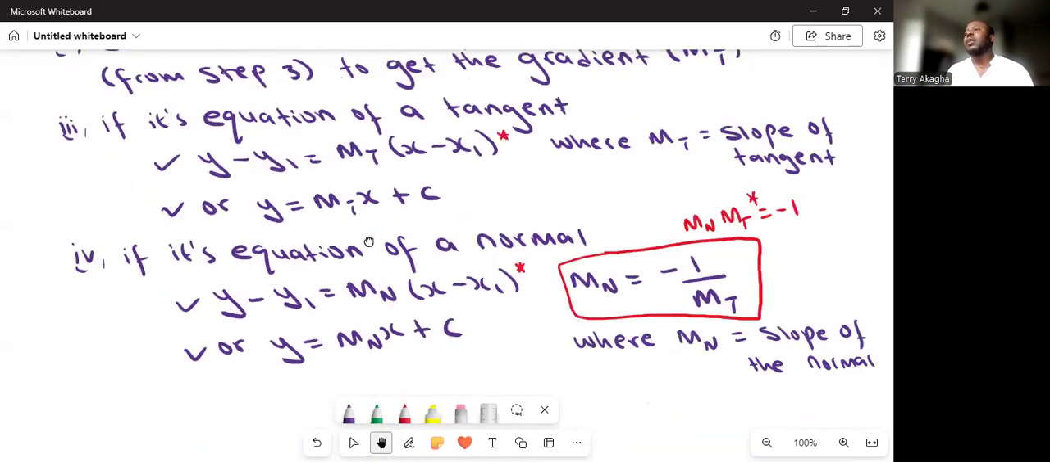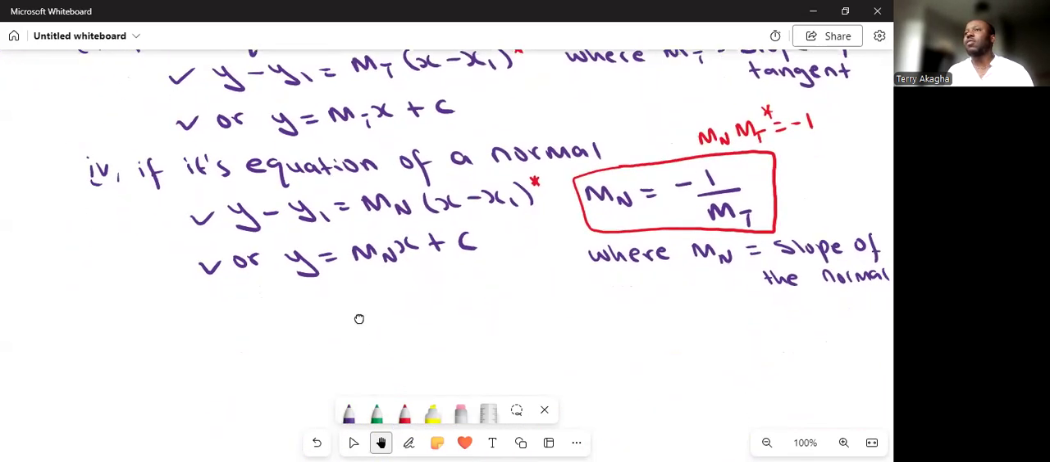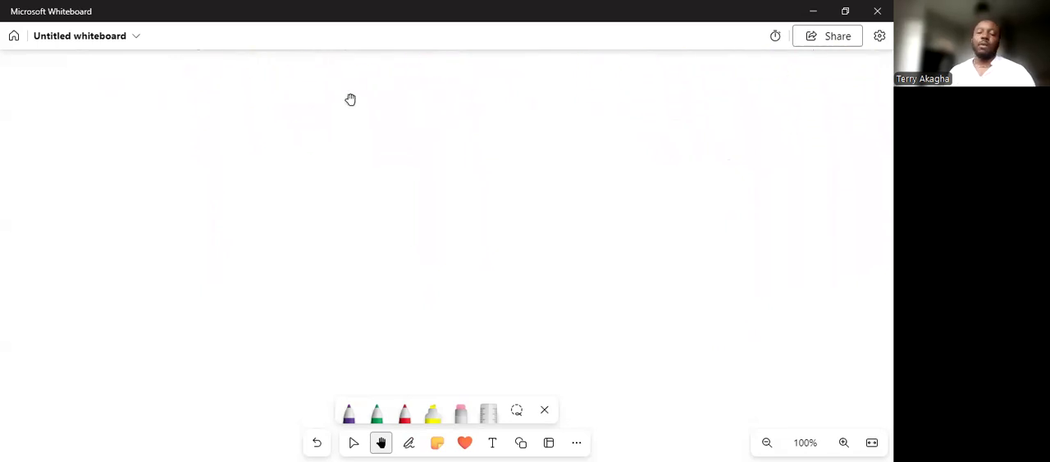Is that okay? Now, in some questions, you could be asked to find the angle, all right? So find the angle from the horizontal. Number 6, sometimes you will be asked to find the angle from the horizontal. Okay.